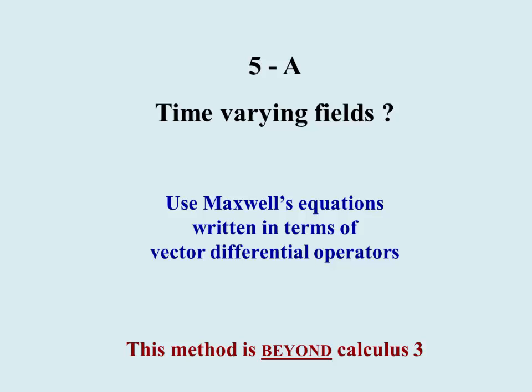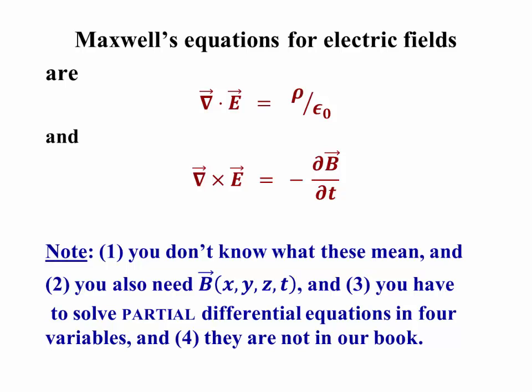Finally, there's something way beyond all of that, and that is using Maxwell's equations in their differential form for arbitrary time-varying fields. This method is beyond Calc 3, so even people who've had Calc 3 would not have seen these particular kinds of things. The Maxwell's equations for electric fields are what's called the divergence of E, where the gradient operator is dotted into the electric field, and that's equal to the charge density divided by epsilon naught, where that charge density produces electric fields that diverge from the source field. And the second one is called the curl operator, where you cross the gradient operator into the electric field, and that has as its source the negative of the change in the magnetic field with respect to time.